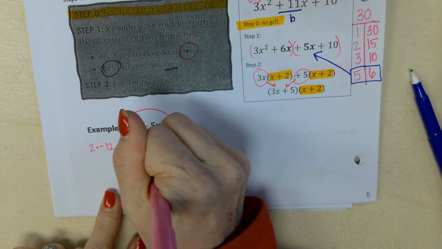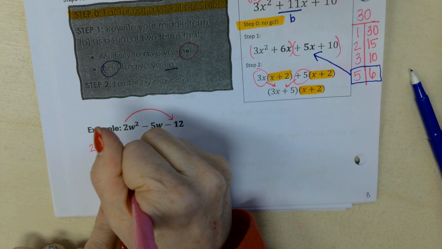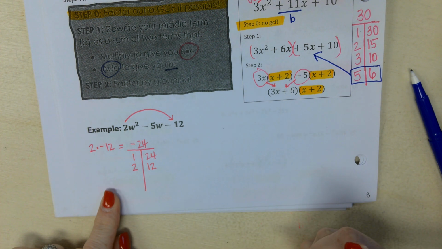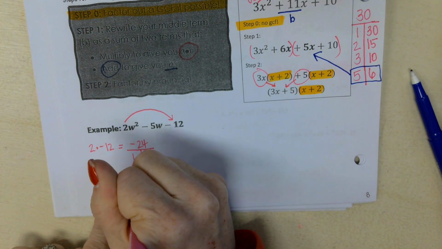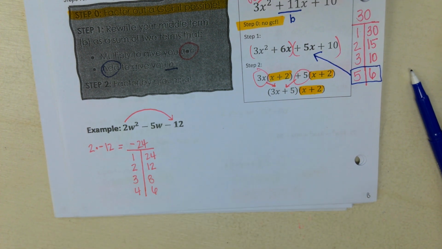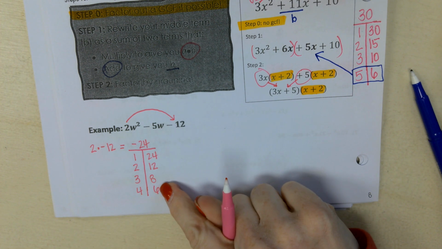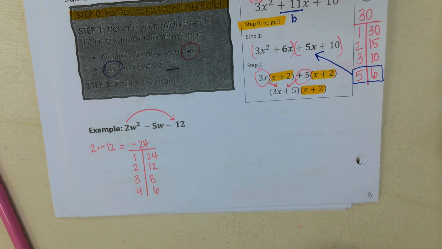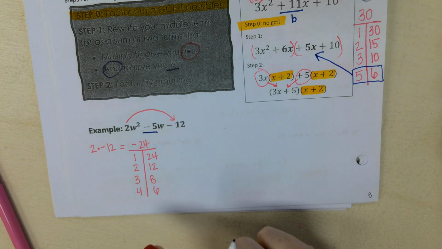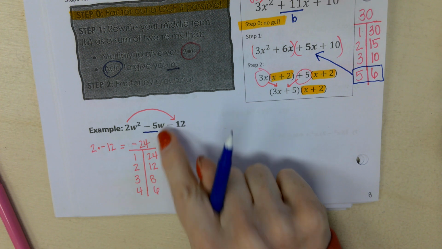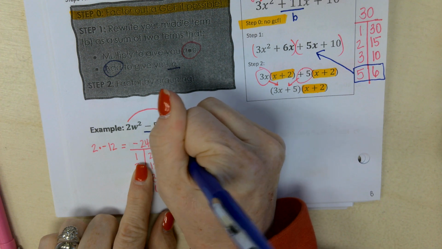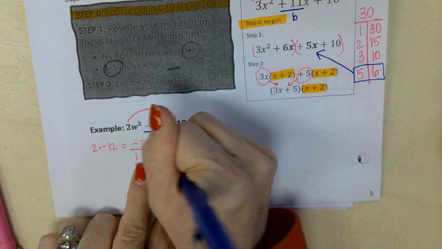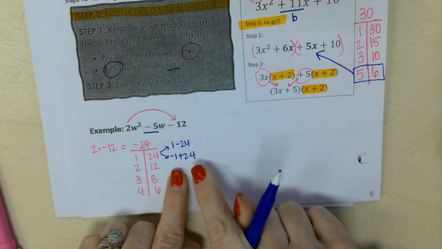I got 1 times 24. I have 2 and 12. I have 3 and 8. 4 and 6. 5 doesn't go in, and then I'm back to 6. Okay? Now, somehow, out of these factor pairs, if one of the numbers is negative, I need to be able to get a negative 5. Okay? So, I've got 2 options here. Okay? I've got 1 minus 24 or negative 1 plus 24. These are my 2 options.